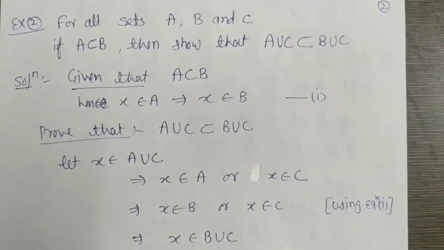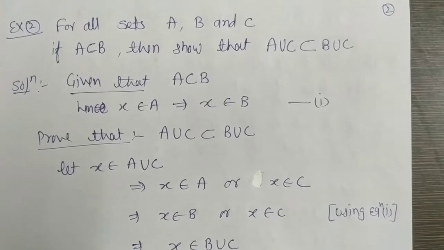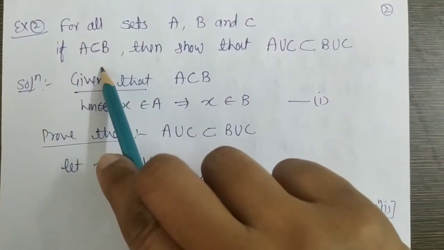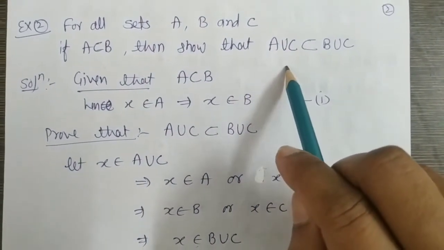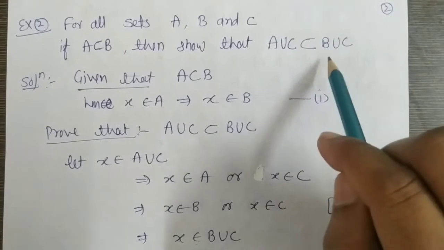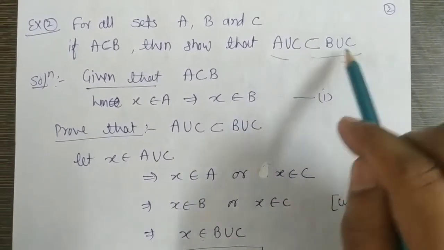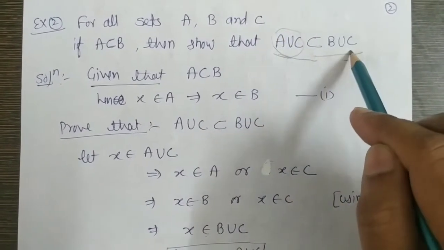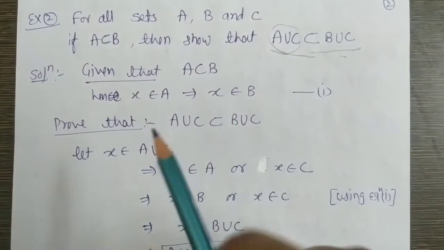Taking another example, we are given three sets A, B and C. Also given is the condition A is a subset of B, and we need to show that A union C is a subset of B union C. Here we need to prove only one side, that A union C is a subset of B union C. We do not need to prove equality.